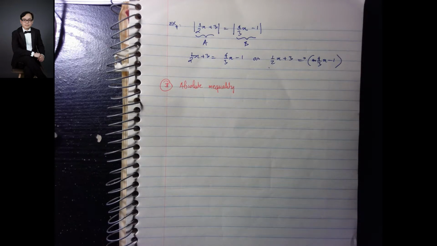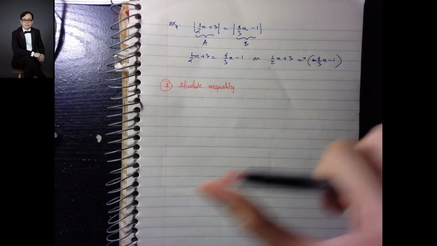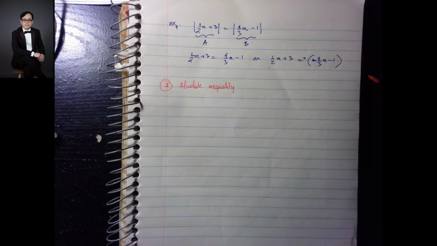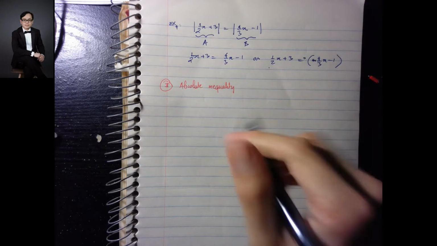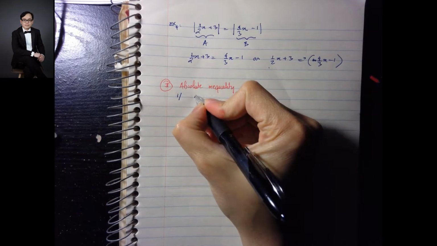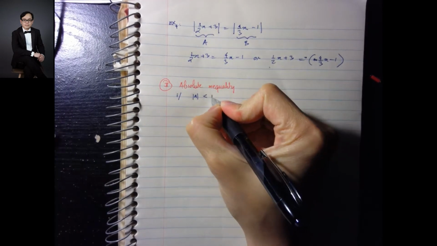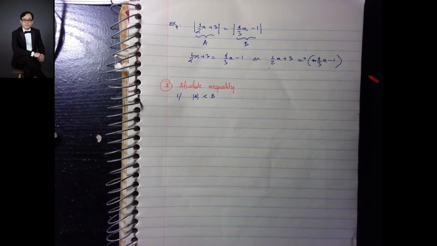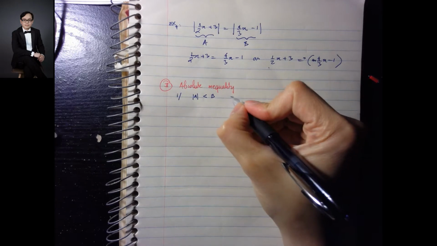When you solve an absolute inequality, the general approach is not much different from an absolute equation, which means you have to bring it back to the general form. Now I'm going to talk about two general forms. The first one is absolute of A less than B, or less than or equal to B, the same thing. You use the same formula: this is equal to negative B less than A less than B.